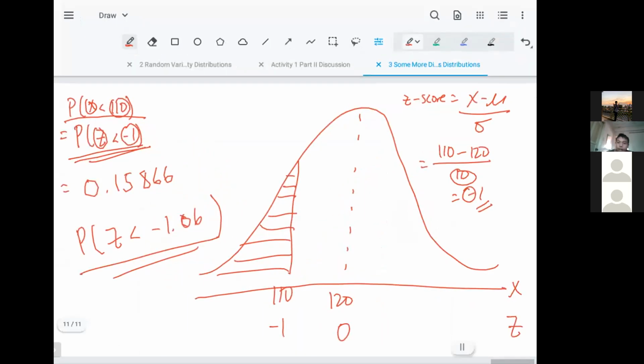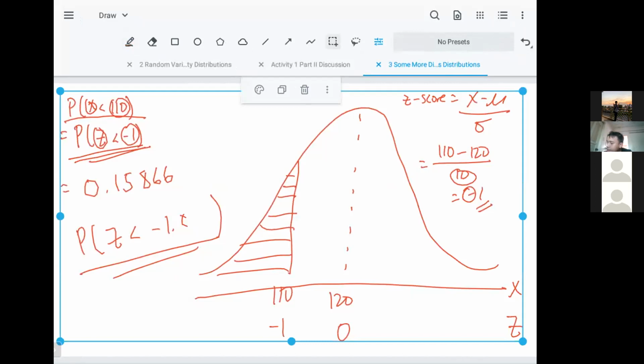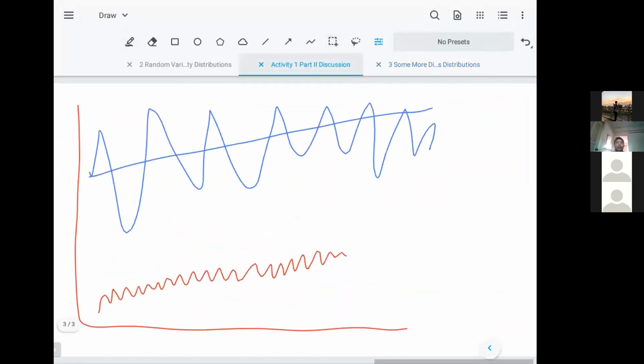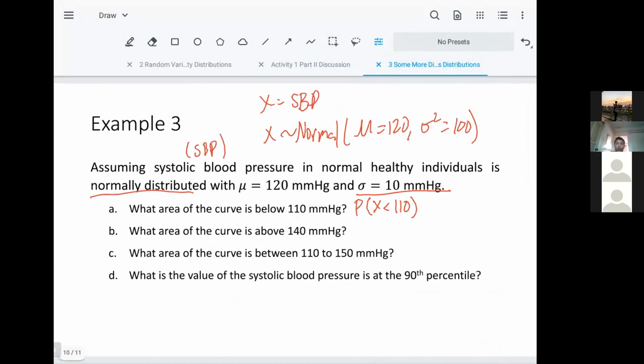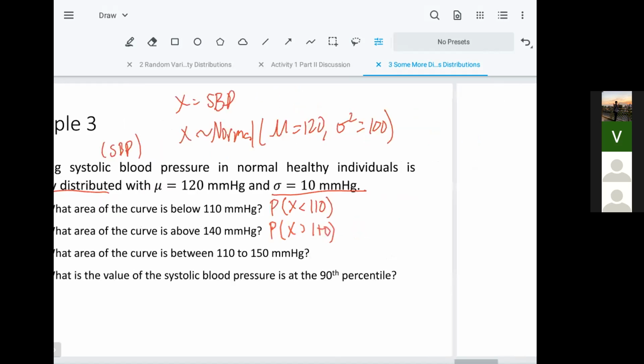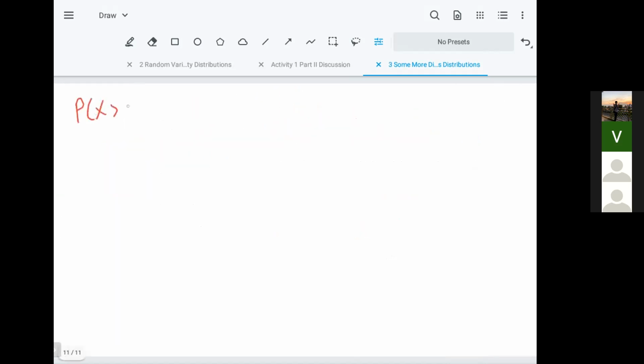Sige, so since that's clear, 2 more examples, then we're done. The next one is letter B. I think this should be a bit quicker. What area of the curve is above 140 mmHg? Patay ko cam ha, naglalag ako eh. So that's the probability that x will be greater than 140. Again, it's an area problem. So P(X > 140).